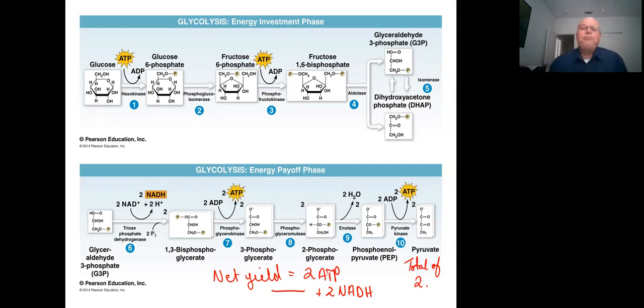So in this diagram, we can see all of the chemical reactions. We can see where the NADHs come from. We can see where the ATPs come from. Notice that I've said here that the net yield is 2 ATPs. That takes into account the fact that, yes, while we get 4 ATPs out, we had to put 2 ATPs in in the first place. So we put in 2, we got back 4. So our net yield, or our overall yield, is 2 ATPs. We also get 2 NADHs out, and we get 2 pyruvates out.